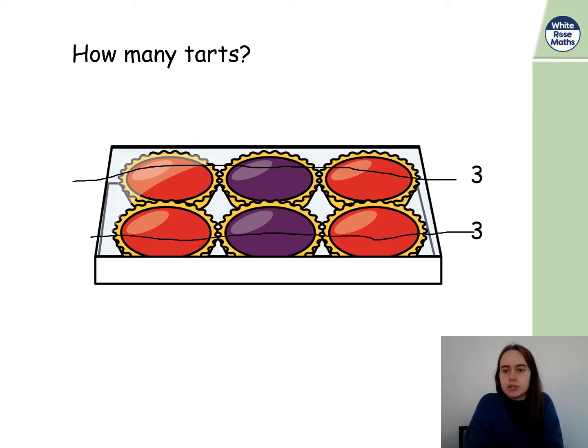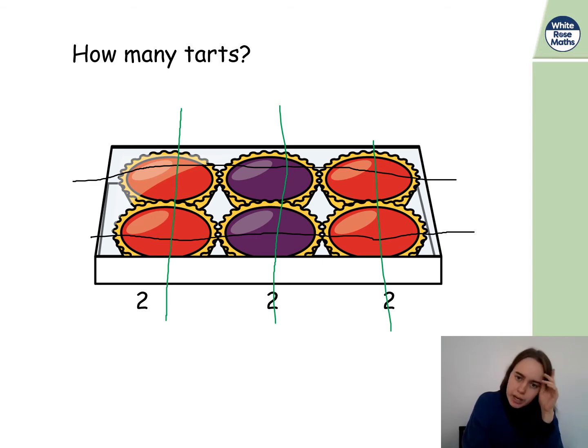So we've got 2 rows. How many, though, do we have in each column? Remember, column is up and down. So I've got 2, 2, and 2, because the column now, let's use a green pen, that's 1 column, that's 1 column, and that's 1 column. So we've got 2 rows and 3 columns.